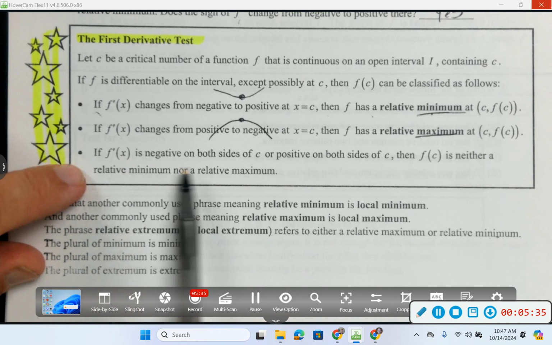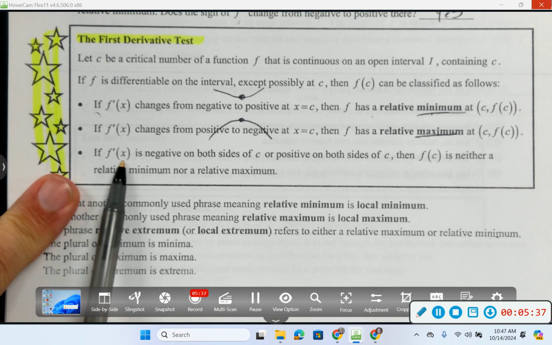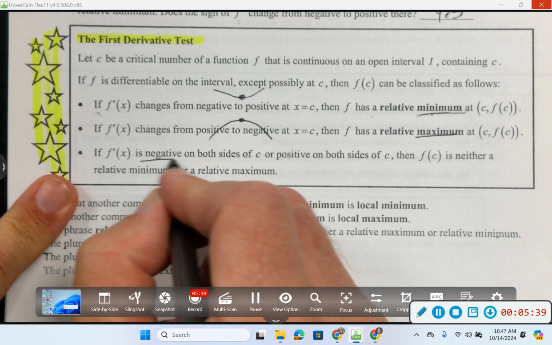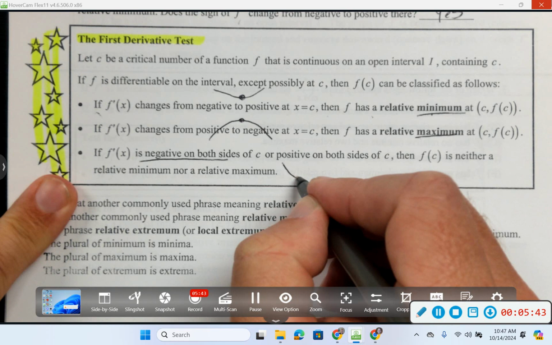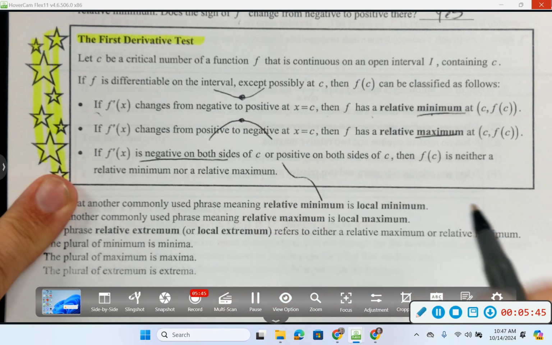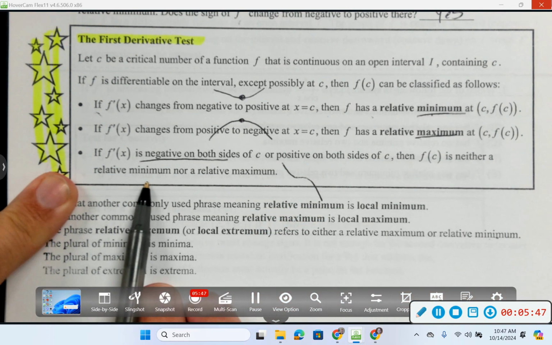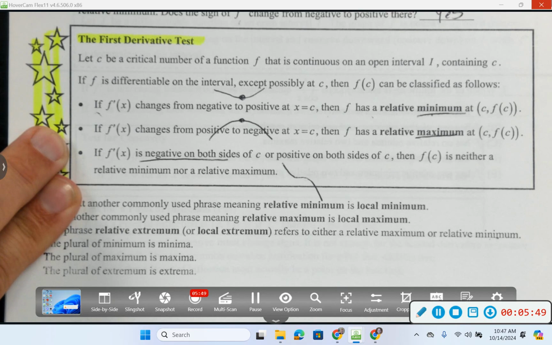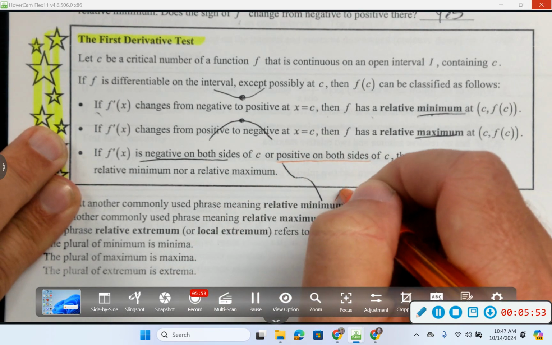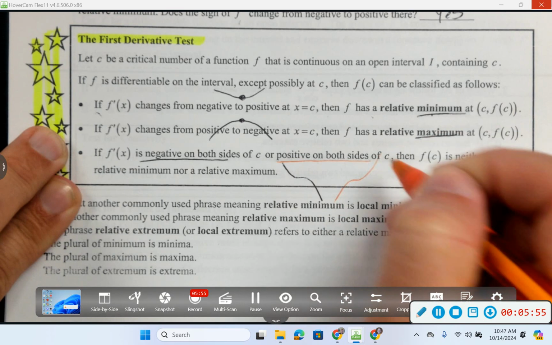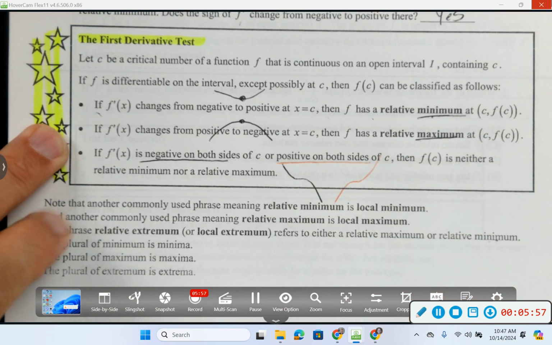This last one sometimes throws people off. If f prime is negative on both sides, so that means we are decreasing, level off, and still decreasing, well, that's not a max or a min. Same thing if we're positive on both sides, then we are increasing, level off, increasing again. That's not a max or a min.